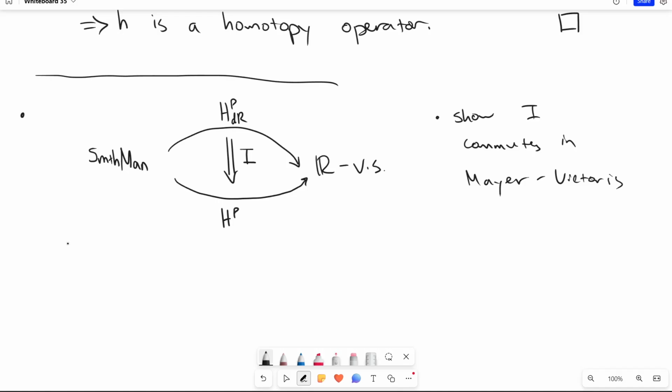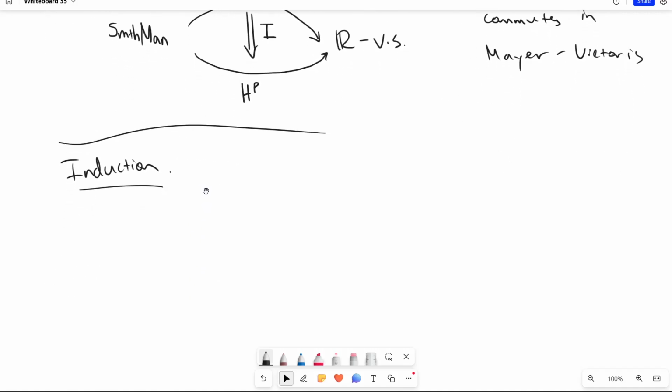Now the Mayer-Vietoris induction goes as follows. You can start by showing the base case, that I is an isomorphism for contractible manifolds. This isn't too hard to do.